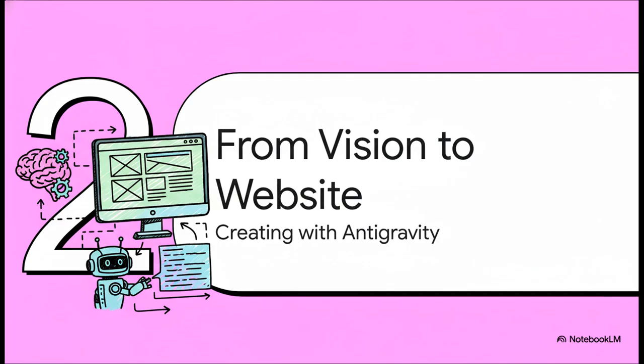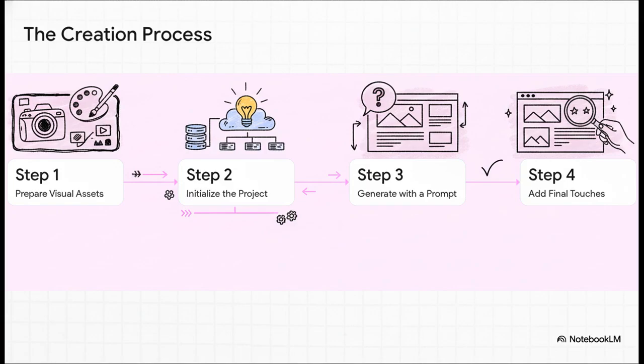Okay, let's kick things off with phase one, creation. This is where the fun starts. We're going to use our AI agent, Antigravity, to turn a visual concept into a real, working website. And the whole process is surprisingly straightforward. First, we get our visuals ready, then we'll initialize the project, give the AI a really good detailed prompt, and then we just polish it up with a few final touches.